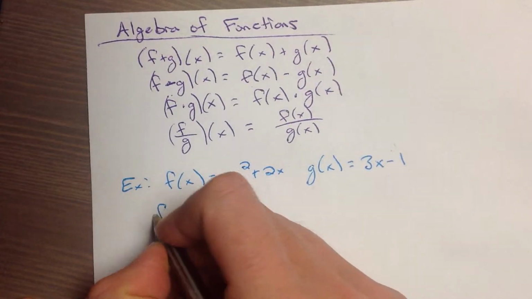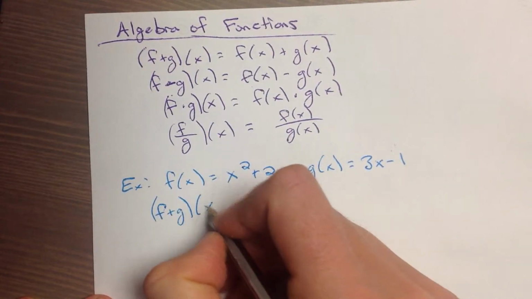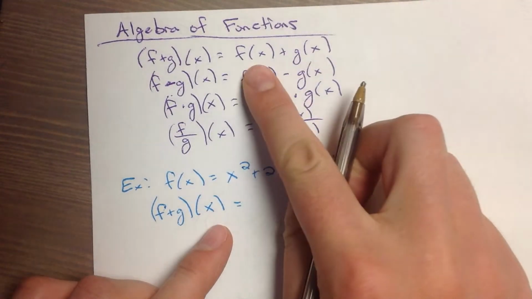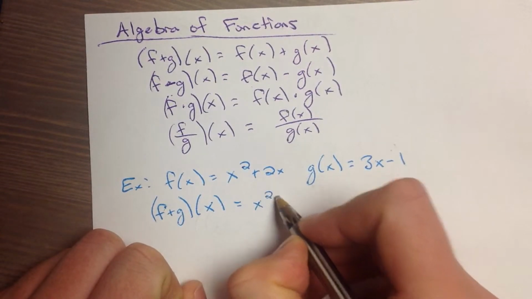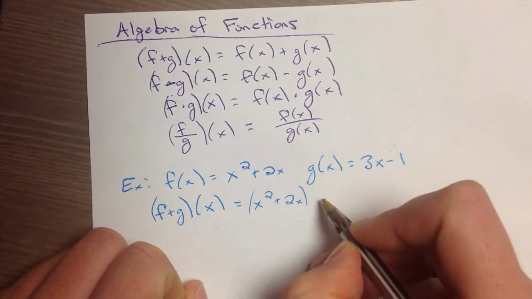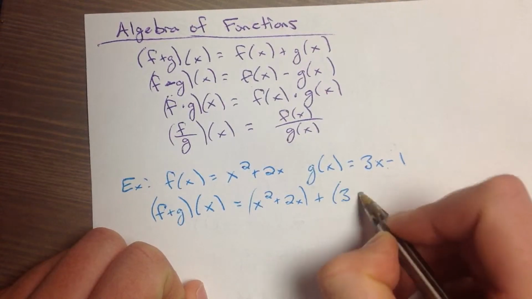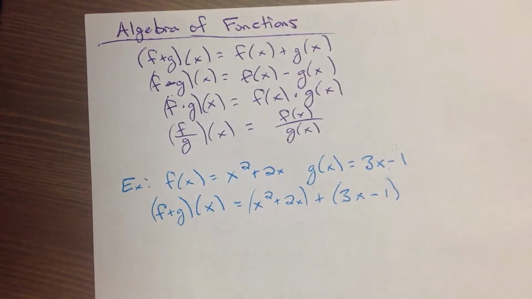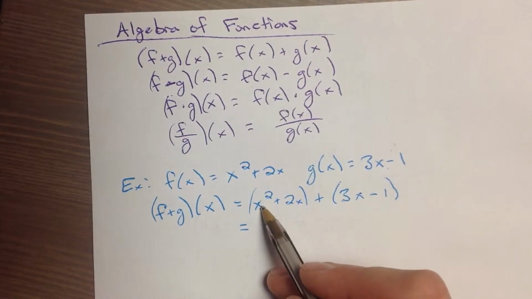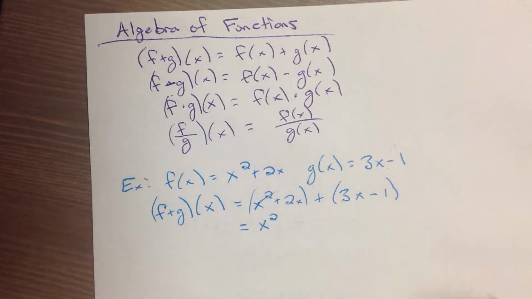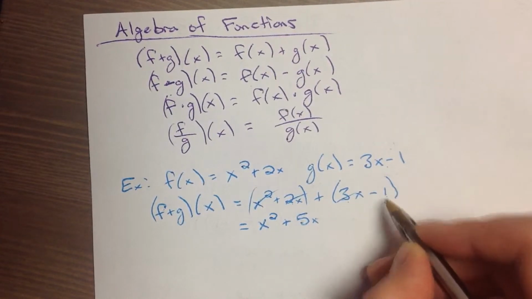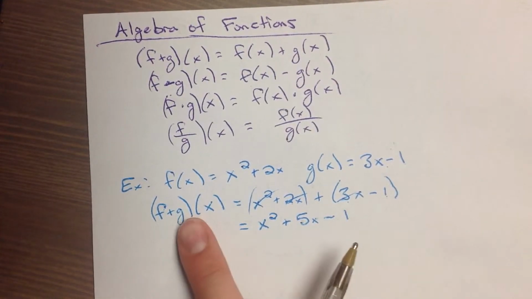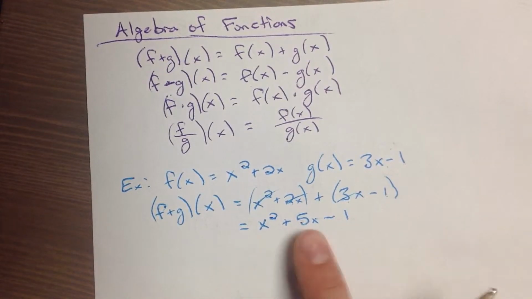So say for example, I want to figure out what f plus g of x is. Well, that's just f plus g. So f is x squared plus 2x, plus g is 3x minus 1. To find our complete function, we combine like terms. X squared, there's only one of it, so it's by itself. 2x plus 3x gives me 5x, and minus 1. So these two functions being added together would be x squared plus 5x minus 1.